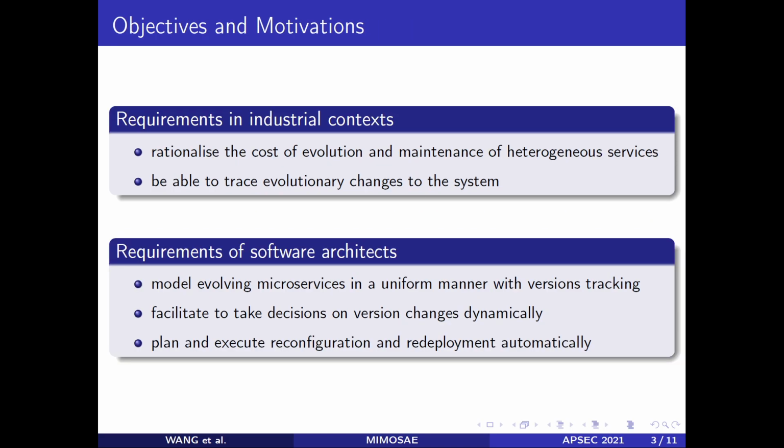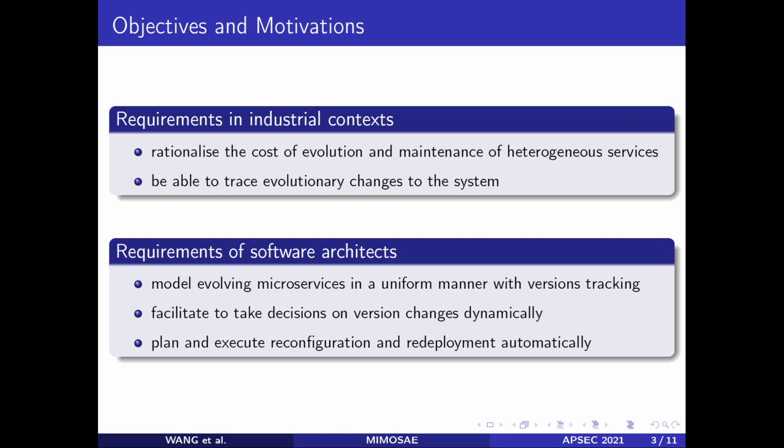microservices. In this context, our proposal addresses some typical requirements identified in industrial contexts and by software architects. On the one hand, when evolving and maintaining the different software solutions, the industry company should rationalize the cost. So a global view of this ecosystem evolution is necessary, and the evolutionary changes in the information systems should be traceable. On the other hand, software architects need help to model evolving microservices in a uniform manner and to facilitate taking decisions dynamically on version changes while the system is running.